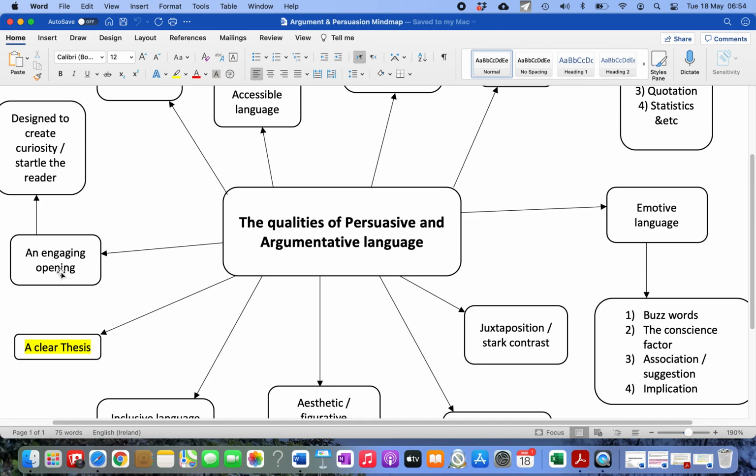Any piece of writing needs to have an engaging opening. If you want to argue a point, if you want to convince people that you're right about something, if you want to persuade people that they need to agree with you, well, then you need to catch their attention at the start. And if you catch their attention at the start, you're much more likely to be listened to, or they're much more likely to be drawn in. So look out for an engaging opening.